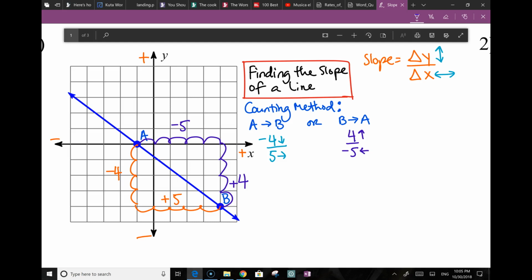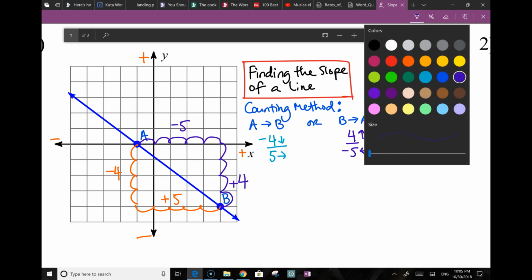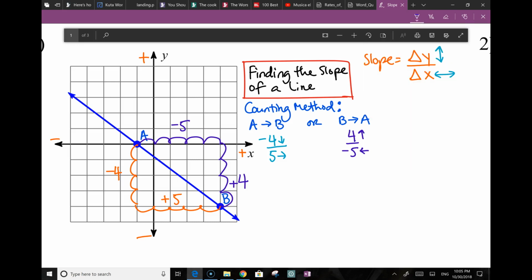-4 over 5 and 4 over -5 actually mean the very same thing. They mean the same thing. There is no difference other than just where the negative is, but because a fraction is a combination of two numbers tied together, it doesn't make a difference whether the negative is in the numerator or denominator. It is still a negative value.